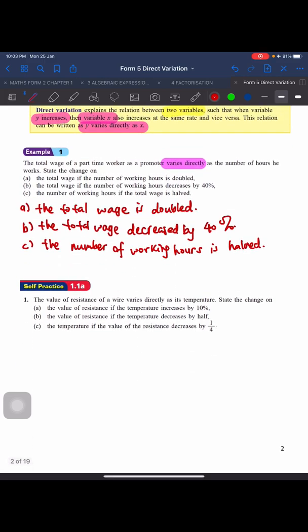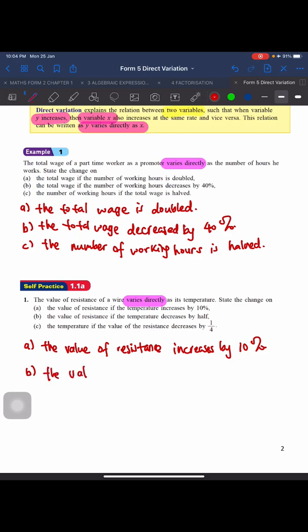Let's look at the first self-practice, 1.1a. The value of resistance of a wire varies directly as its temperature. State the change on the value of resistance if the temperature increases by 10%. So if the temperature increases by 10%, the value of resistance will also increase by 10%. B, state the change on the value of resistance if the temperature decreases by half. The value of resistance will also decrease by half.